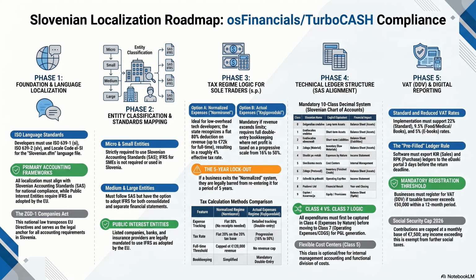When a business makes a sale, the software's math engine calculates that 22% or 9.5% output VAT and drops it into a very specific sub-account in Class 2, short-term liabilities. Because you owe it to the government. Exactly. You technically owe that tax money to the state, you are just holding it.